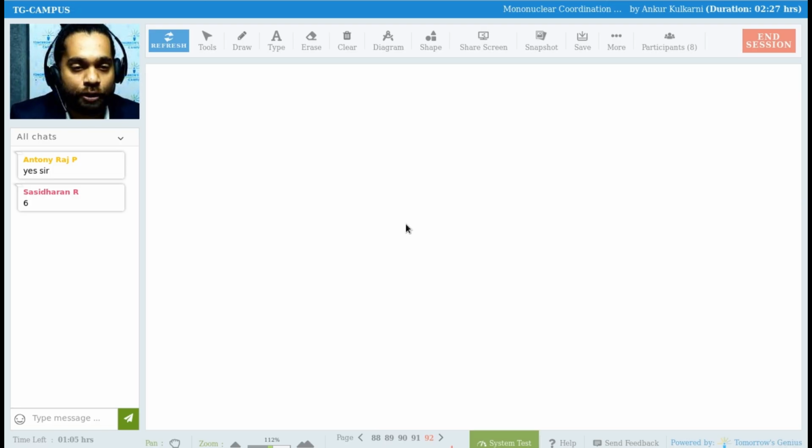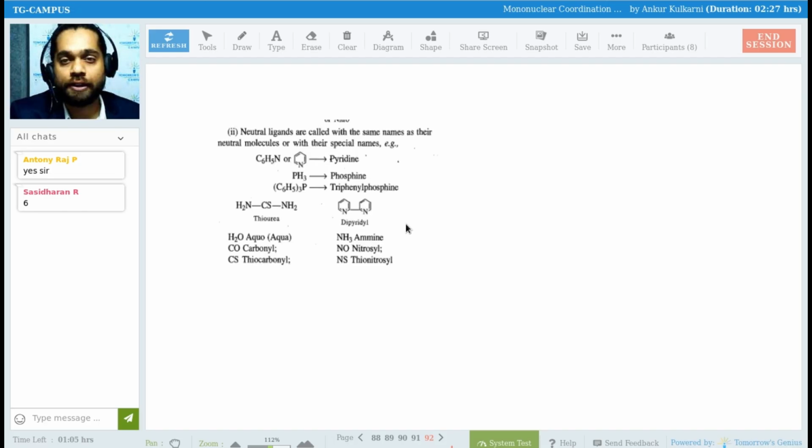Then we have a neutral and positive ligand also. That also I'll share with you. See, look over here. These are your neutral ligands. Then we also have 2 or 3 positive ligands that also I'll share.